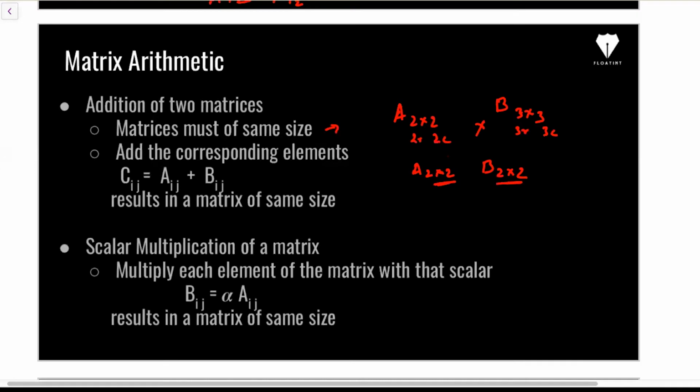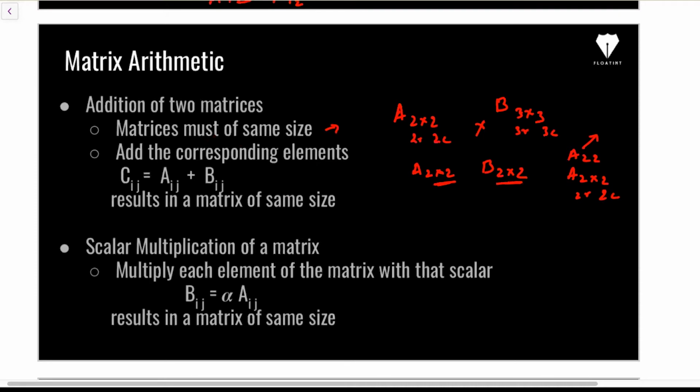This is another thing you should know. If I write a22, that is different from a 2 cross 2. a22 is an element present in the second row and the second column, but a 2 cross 2 means the matrix has two rows and two columns.